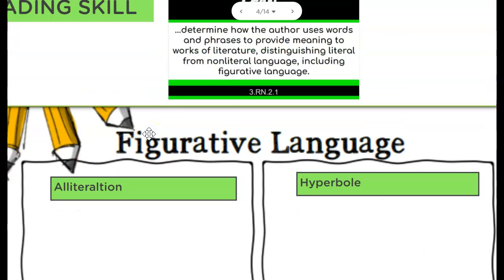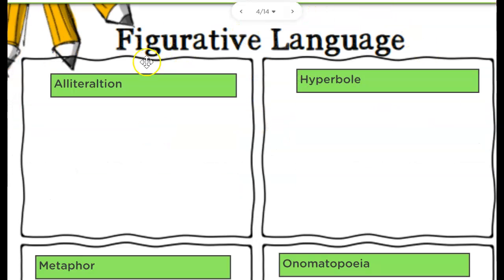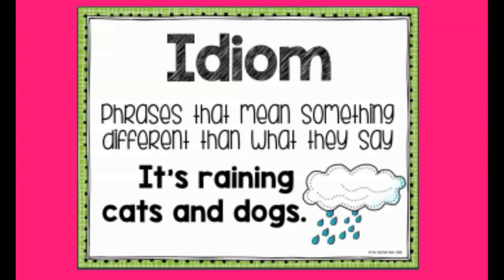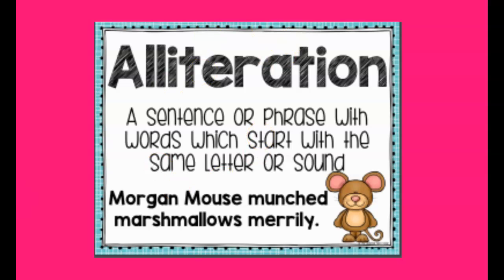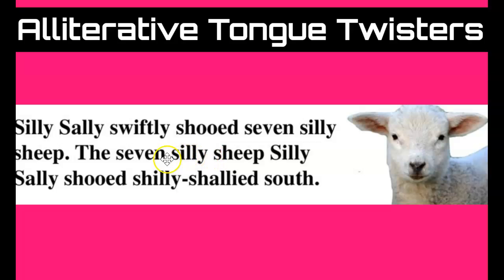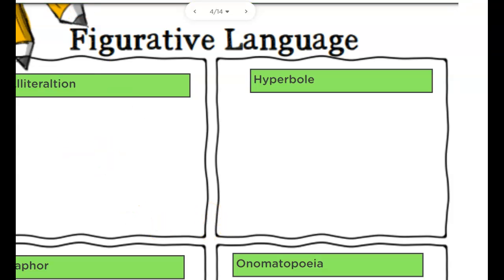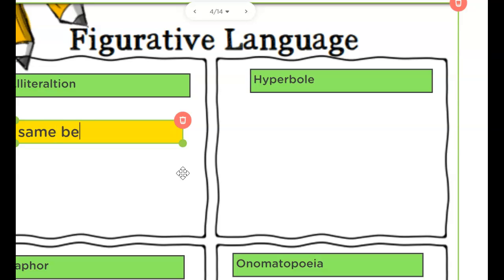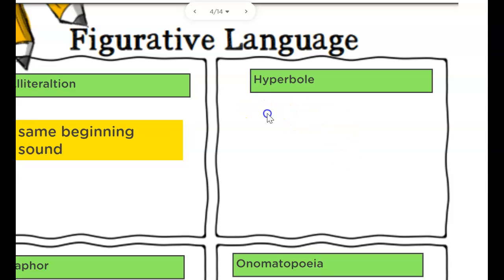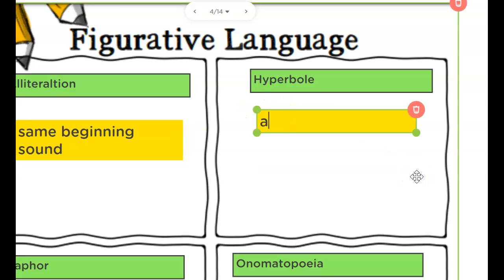Today we're doing figurative language. Now remember that figurative language is language that means something different than it says. We looked at some different types of figurative language like idioms. We also looked at alliteration and hyperboles. Now alliteration is when you have words that have the same beginning sound. Let's add that to our chart. Same beginning sound. A hyperbole is an exaggeration.